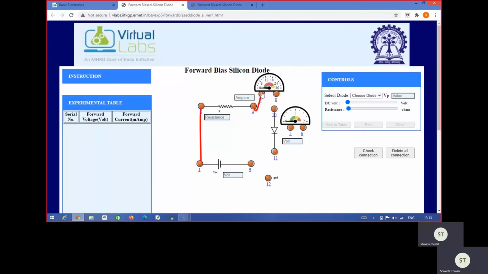Then after that, we have the next connection, that is the milliammeter one terminal we have connected to this resistor, and the milliammeter another terminal we need to connect to the diode, so that this milliammeter gets connected in series with the diode. So the next connection is between 8 and 10, so that we are making here between 8 and 10.